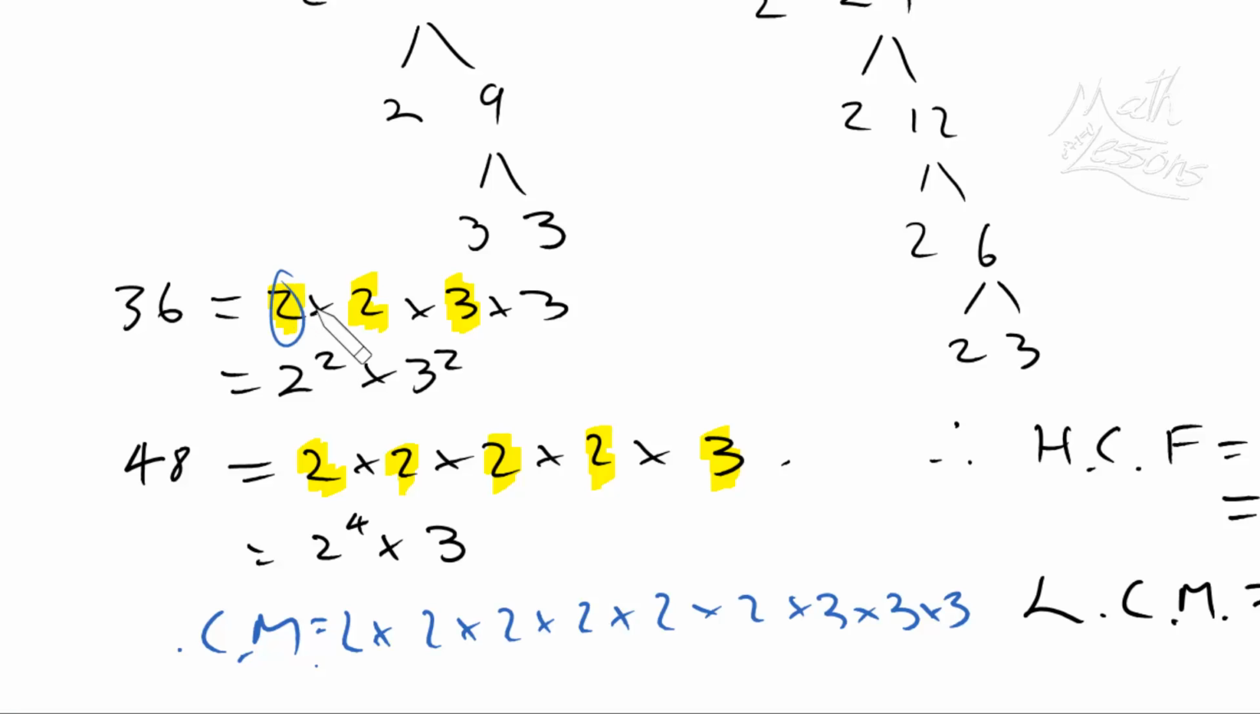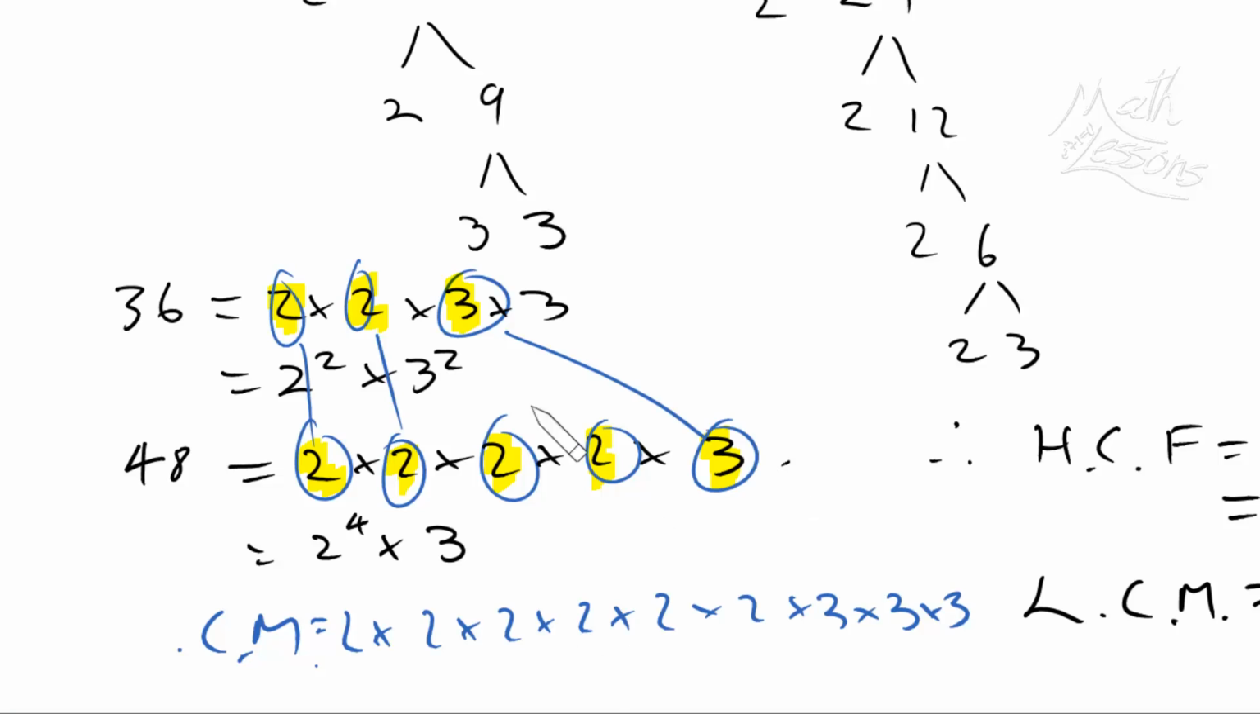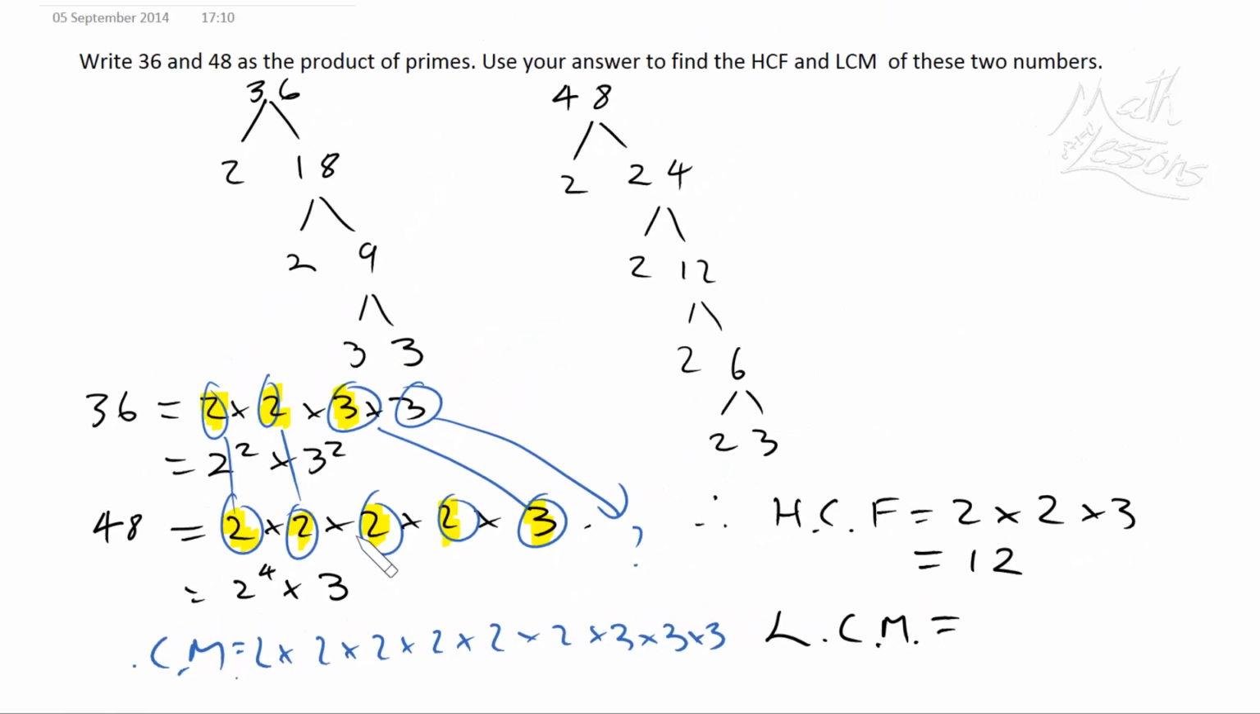So effectively, be careful to join them up. So you make sure these are not double counted. Then we need these 2 and this 2. Then we're going to join up a pair of 3's, and we need another 3. So effectively, we just need 48 times 3 to get the lowest common multiple.